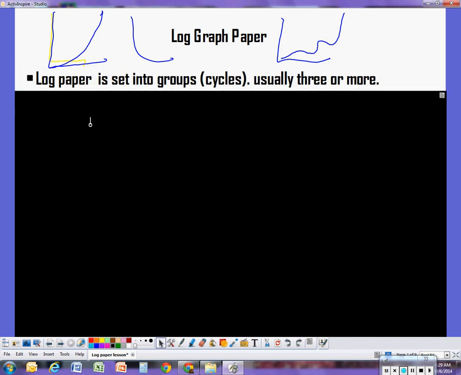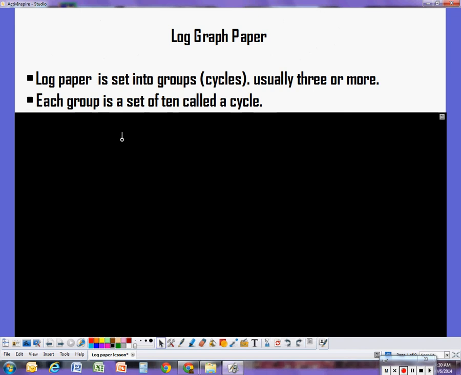Alright, so log paper is set into groups or cycles. It's usually 3 or more. It's only more than 3 if you're dealing with a whole lot of data. We'll usually only do 3. And that's what's actually set on your paper. If you look at your paper, you'll see 3 distinct groups. We call them cycles. Each group is set into a cycle of 10.